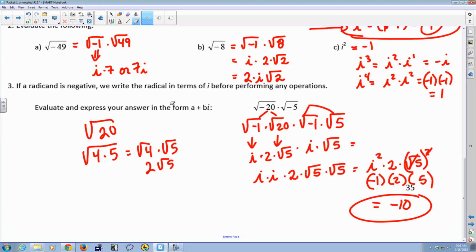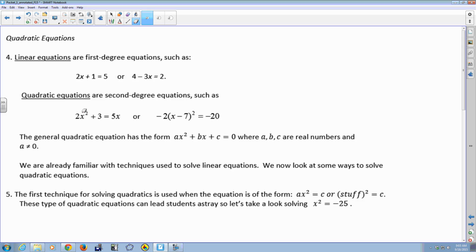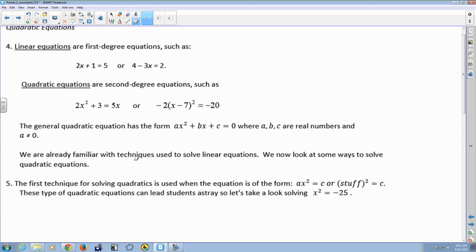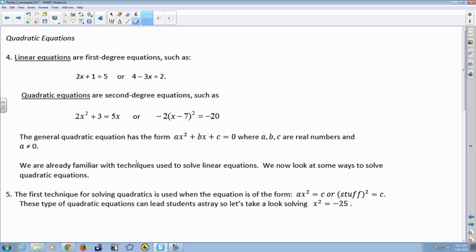All right, so let's take a look at the next page. Quadratic equations. All of this happens because we have to learn some strategies for solving quadratic equations. We call linear equations first degree equations, and this term first degree comes from the idea that the highest power we see the variable raised to is the first power. That's how we recognize a linear equation.